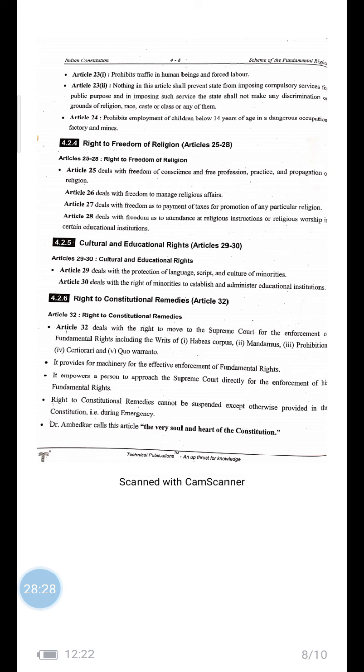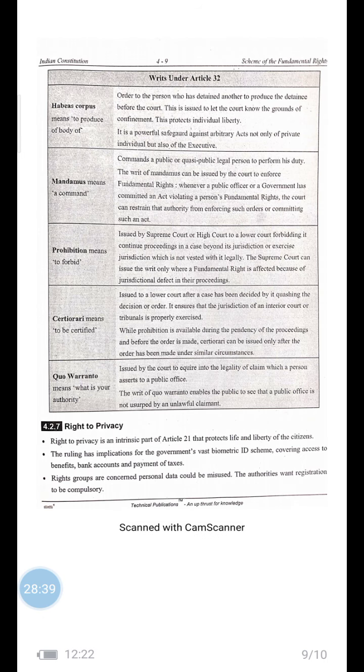Dr. Ambedkar called this right the very soul and heart of the Constitution, the soul of the Constitution, the right to constitutional remedies. Here is the explanation regarding habeas corpus: it means to produce the body. It is an order to a person who has detained another person to produce them before the court. The court issues it to protect individual liberty. It is a powerful safeguard against arbitrary acts, not only of private individuals but also of the executive, so a person can present their case.